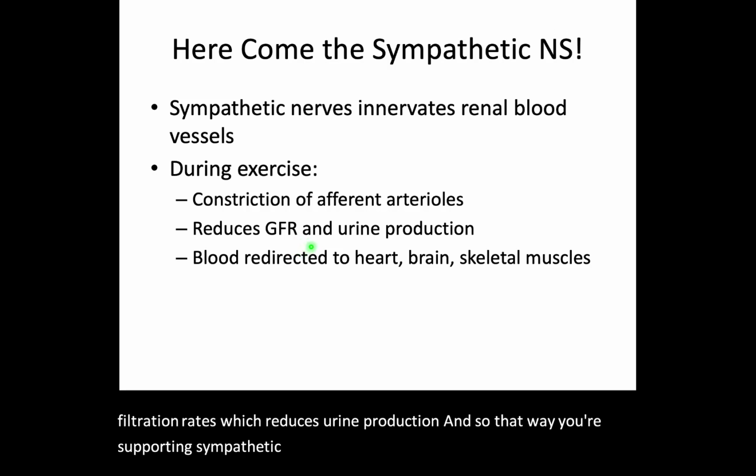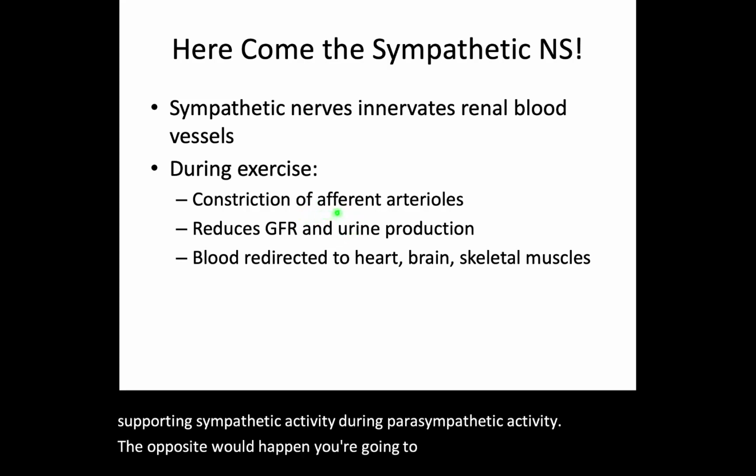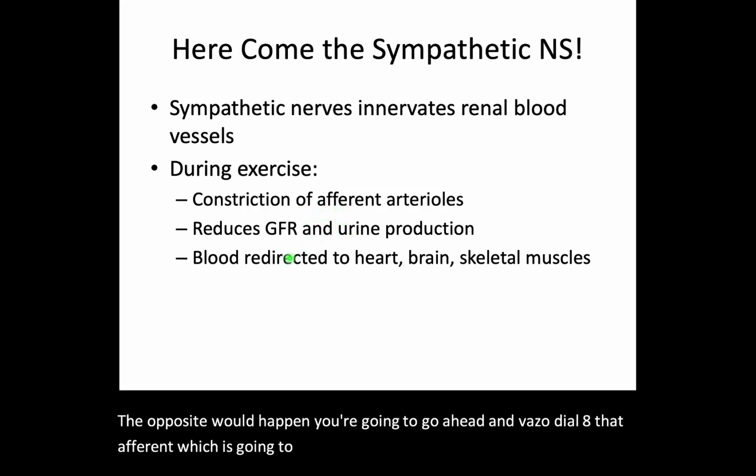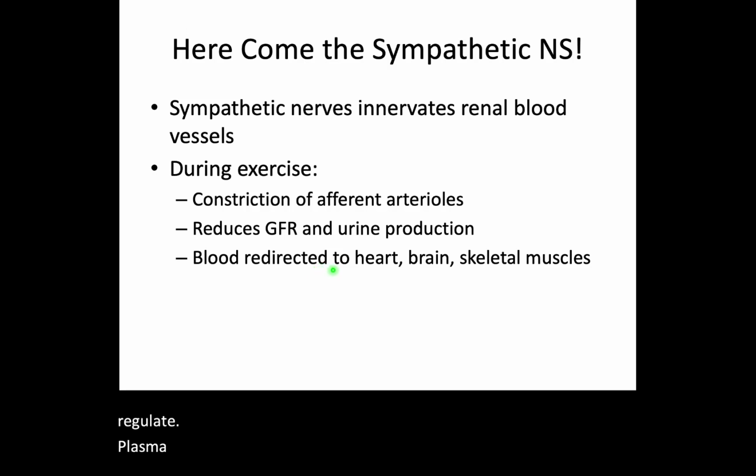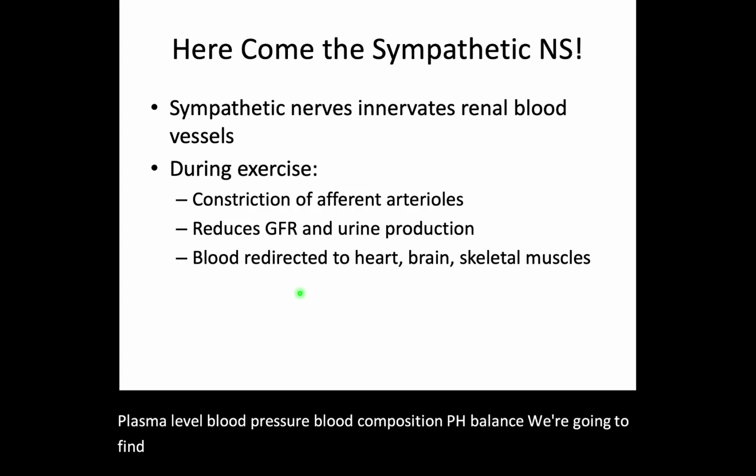Right? During parasympathetic activity, the opposite would happen. You're going to vasodilate that afferent, which is going to increase glomerular filtration rate, which is going to increase the rate of production of the filtrate. So that way you can, again, regulate plasma level, blood pressure, blood composition, pH, balance. We're going to find out is also regulated through here.